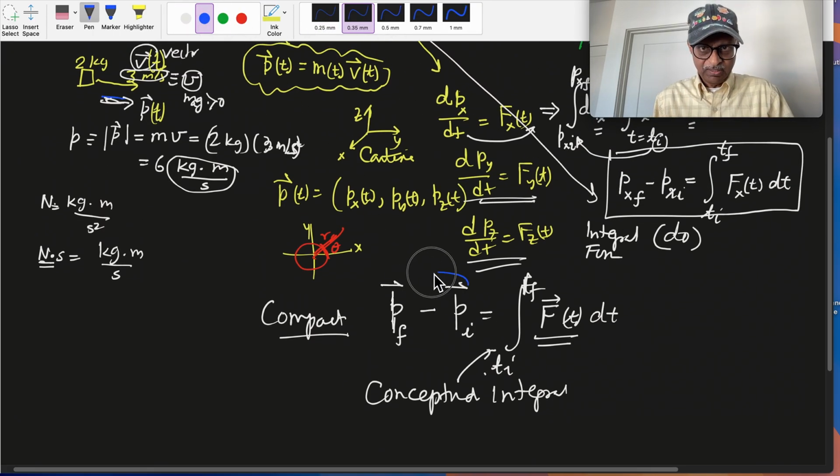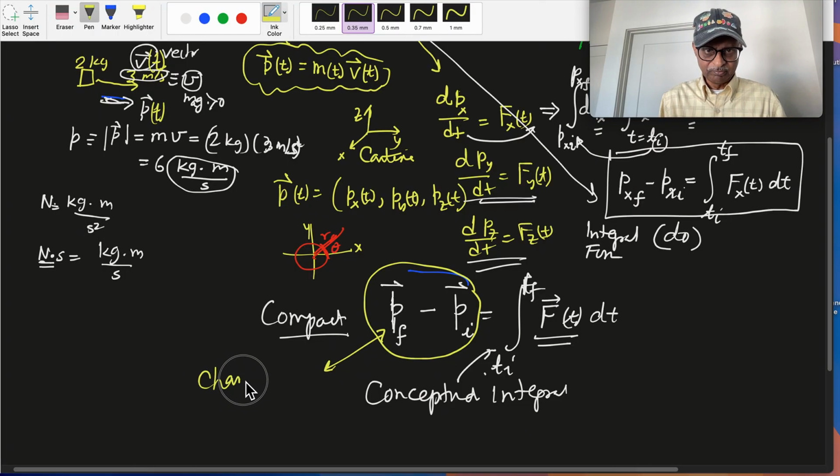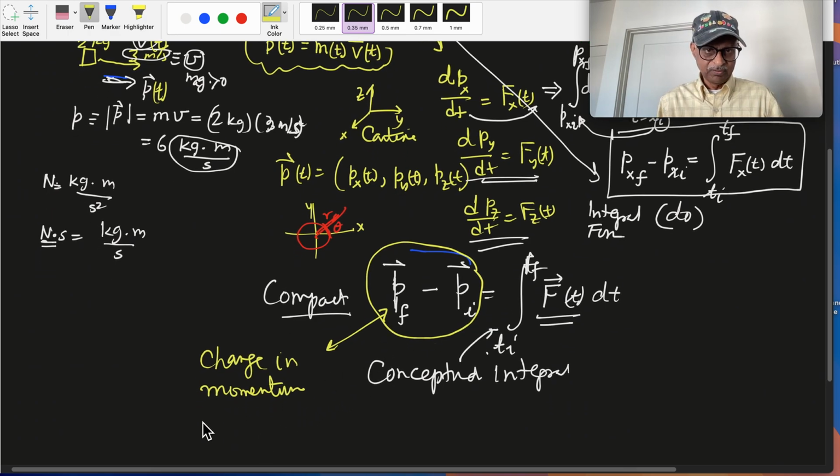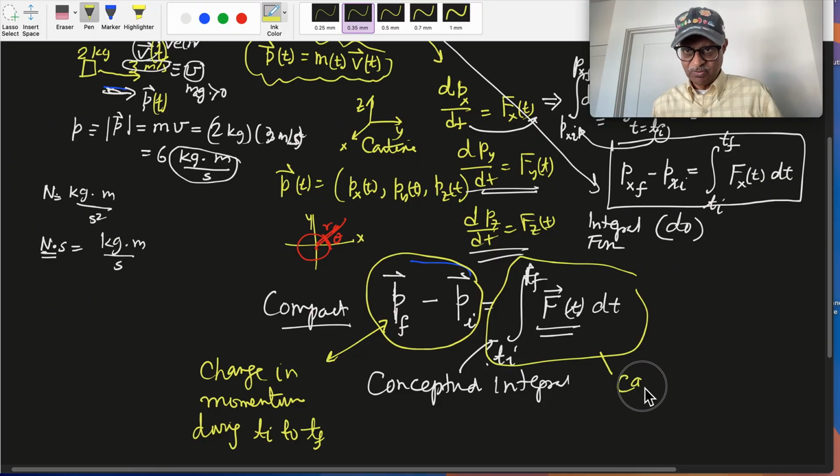So this part, and I made the wrong choice of color, this part is the change in momentum during the interval ti to tf, and this part is what may have caused that. So this is like a cause of the change in momentum.